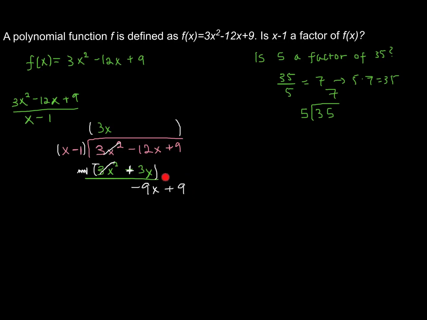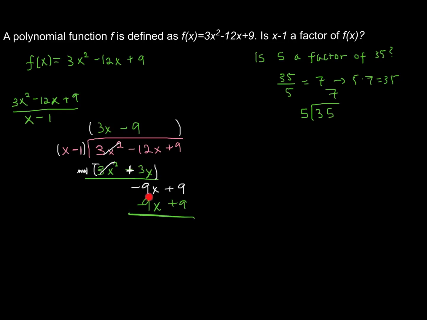So now we've got to figure out what we will multiply x minus 1 by so that we get this part that's left over. Again, we want to focus on x because when we multiply something by x, that's going to give us the highest degree in our multiplication. So what do I multiply x by to get negative 9x? How about negative 9? So 3x minus 9, well, that's going to be perfect because when I multiply negative 9 by x, I get negative 9x's. When I multiply negative 9 by negative 1, I get positive 9.